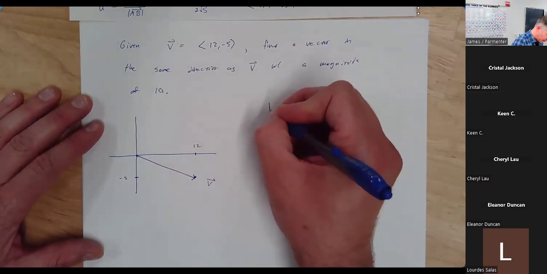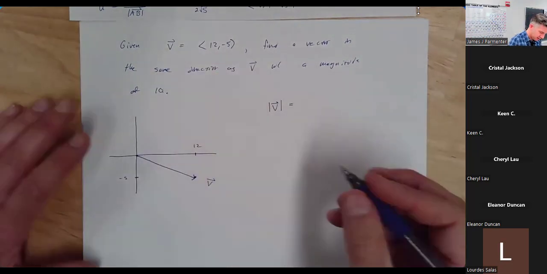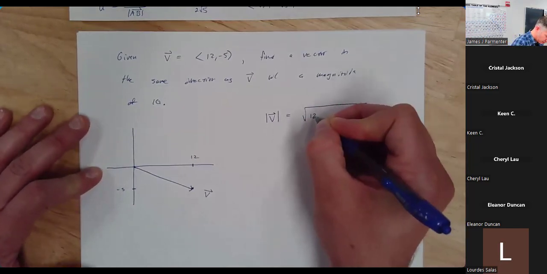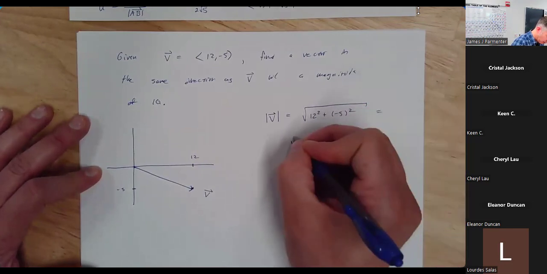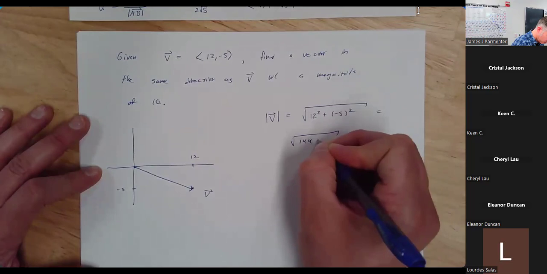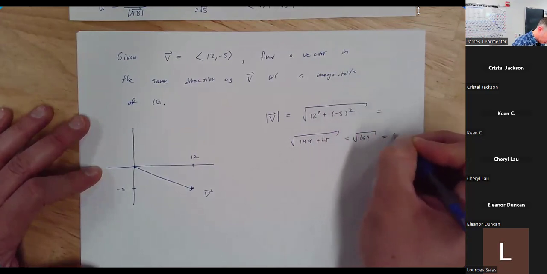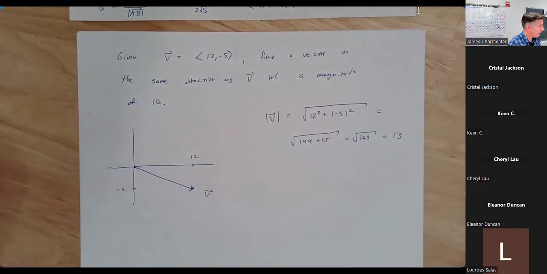Well, first, I'm going to find the magnitude of my vector V. I picked some nice numbers, so it'll come out nicely. The magnitude of this vector is the square root of 12 squared plus negative 5 squared, which happens to be the square root of 144 plus 25, which is the square root of 169, which is 13. So that vector has a length of 13. I want a vector pointing in the same direction with a length of 10.